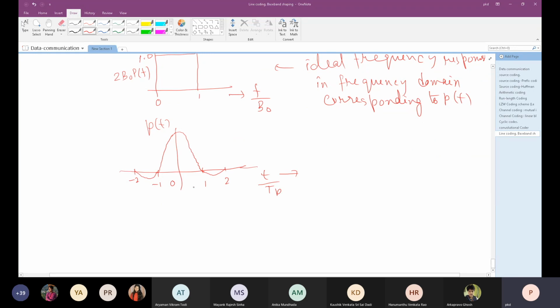Now, because we require one sample in noise-free cases, ideally this should be symmetric. So in the noise-free cases, we require one sample. The idea of the sampling is that we will take one sample of PT here, and the sampling rate will be TB. So all others will be falling on 0. This is the sampling instance.